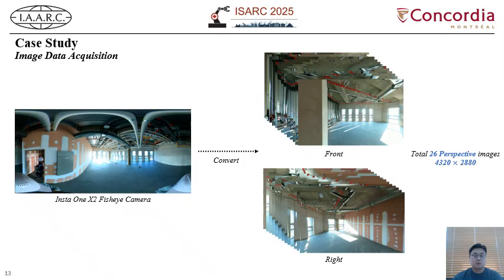We conducted our case study in an actual construction site using an Insta360 X2 fisheye camera to capture 360-degree images. These spherical images were then converted into perspective views using panoramic to perspective transformation. We generated two types of view, front-facing and right-facing. In total, we extracted 26 perspective images.